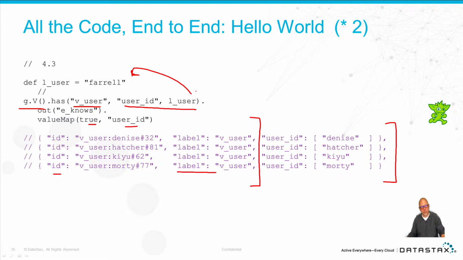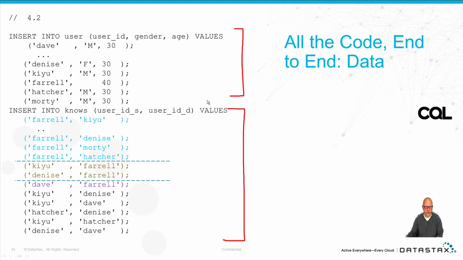So this query says start at the user table, filter on the user ID equal to, in this case, Farrell, and show me who he knows. And value map, give me these control columns. So the data that is returned are the 4 rows of people who Farrell knows. I know Denise, I know Hatcher, I know Q, I know Morty, and if we go up a page, that should probably be true. I know Q, I know Denise, I know Morty, I know Hatcher. I don't know Dave. Who else is in here?